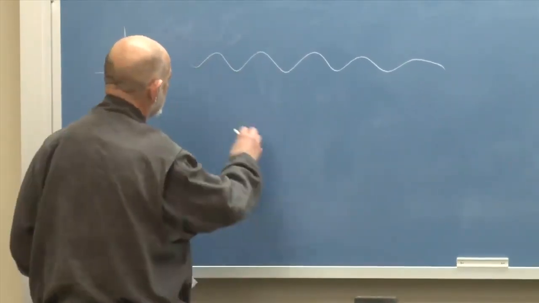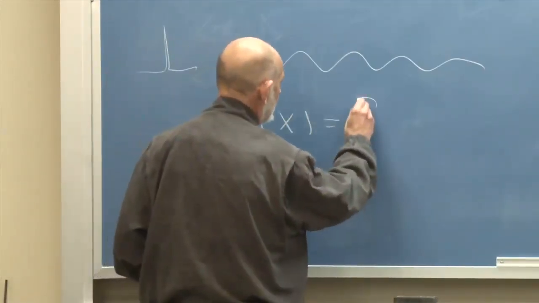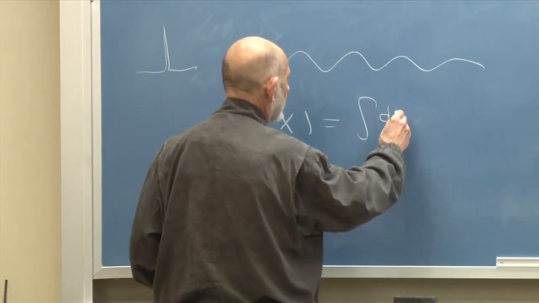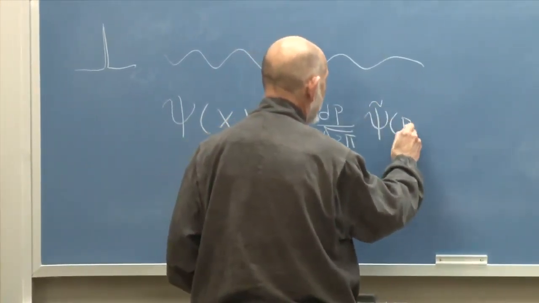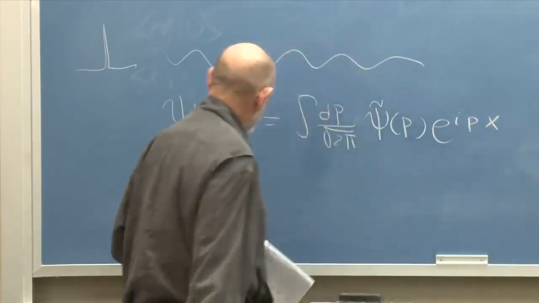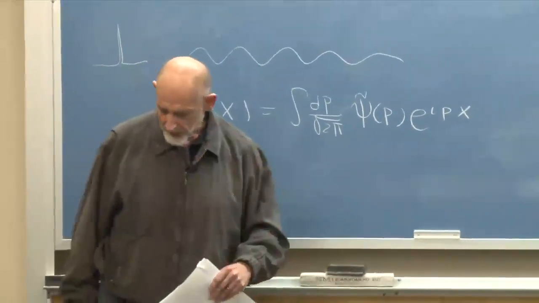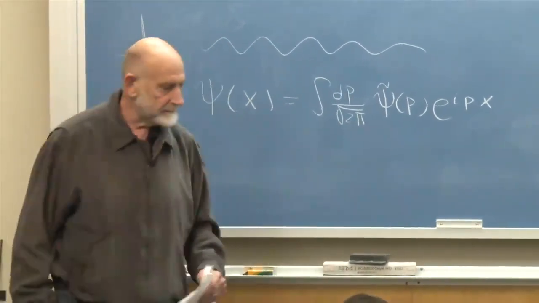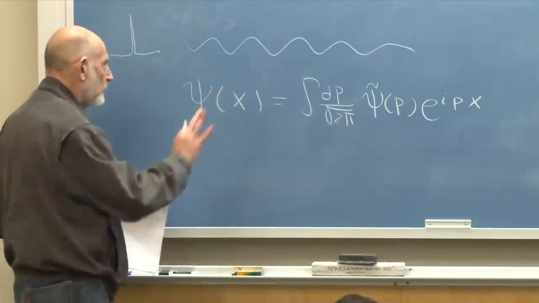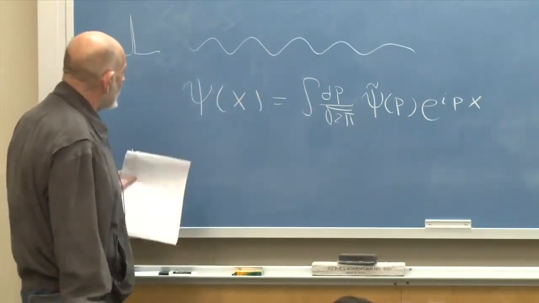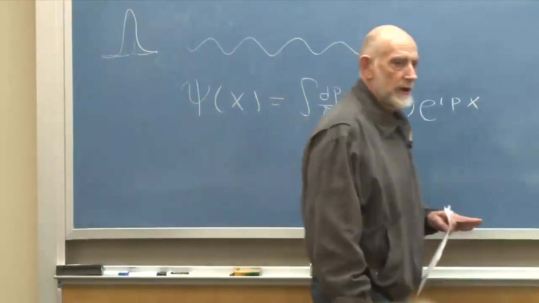But if we look at the wave function as a function of x and its relationship by Fourier transform, dp over the square root of 2 pi, psi twiddle of p e to the i px, and I won't bother writing the other relationship, the one that writes psi of p in terms of psi of x, and just start fooling around trying to construct one from the other by Fourier transform, you very quickly discover that the narrower the distribution in x, the broader the distribution in p will be.